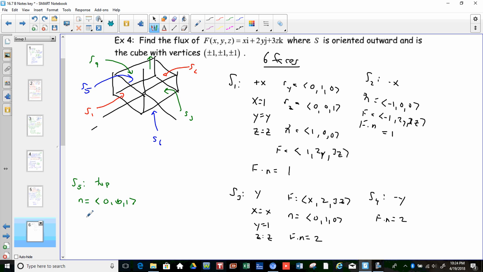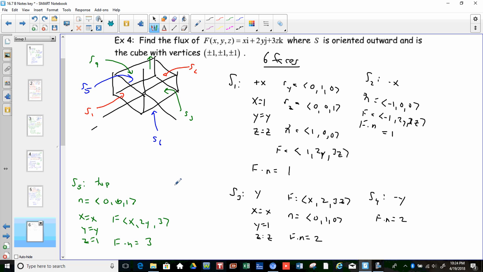And again, your parameters for this would be x equals x, y equals y, and z would equal 1 if you wanted to write all that out. We don't really need to in this case. So our function in this case would be x, 2y, and then 3 times z, which is just 3. So if I do f dot n, 0, 0, 3.